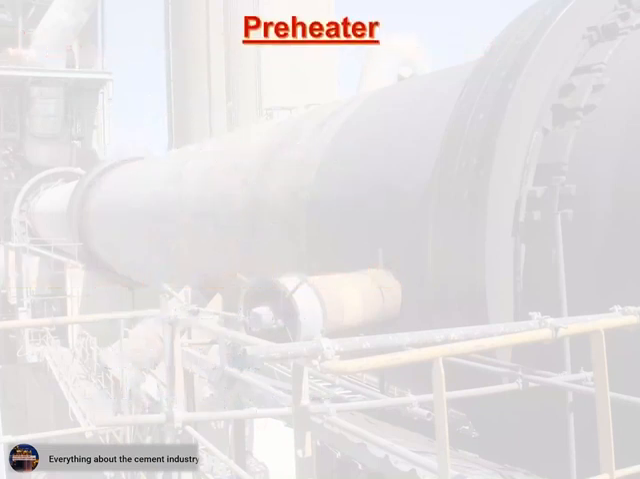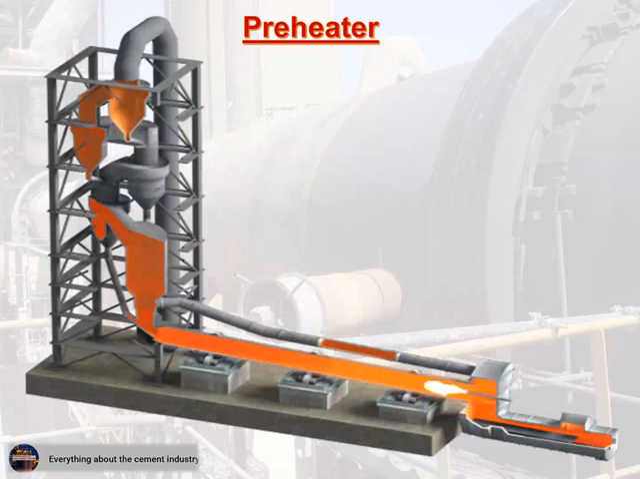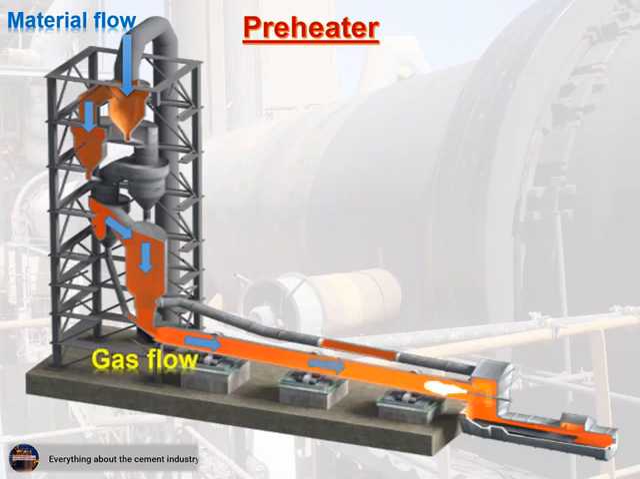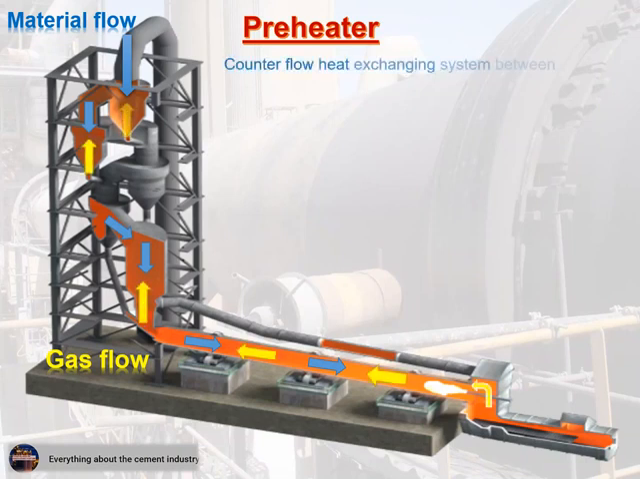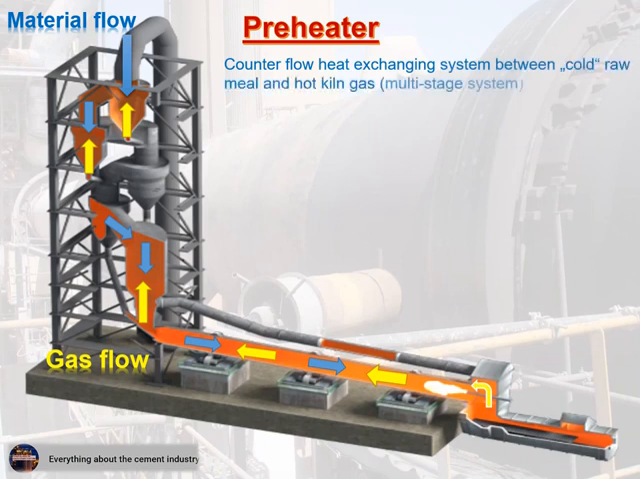Preheater. We described previously the path of the raw material, from the time it enters the preheater until it exits to the silo. This path is shown in this figure. Also, this figure shows the path of gases inside the preheater. The figure shows a counterflow heat exchanging system between cold raw meal and hot kiln gas, a multi-stage system.